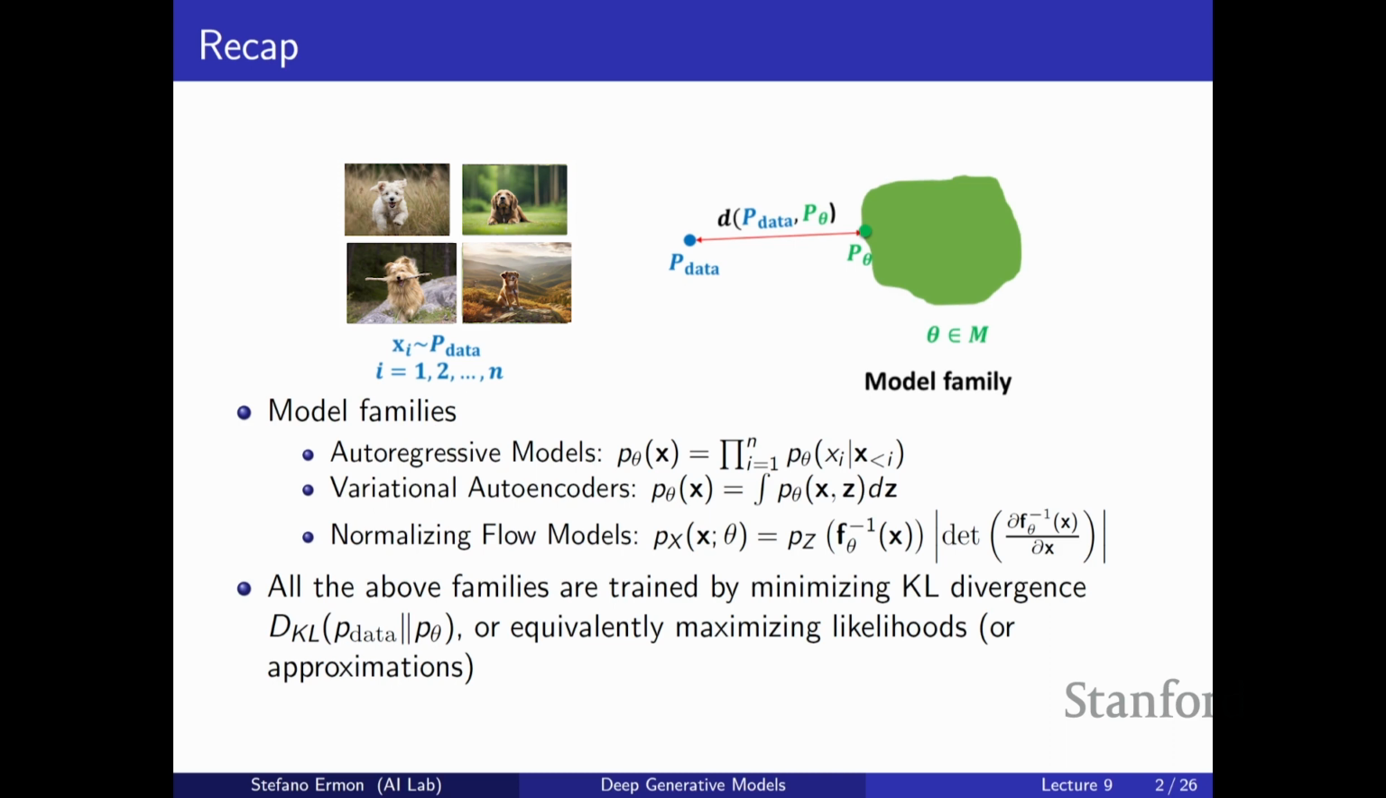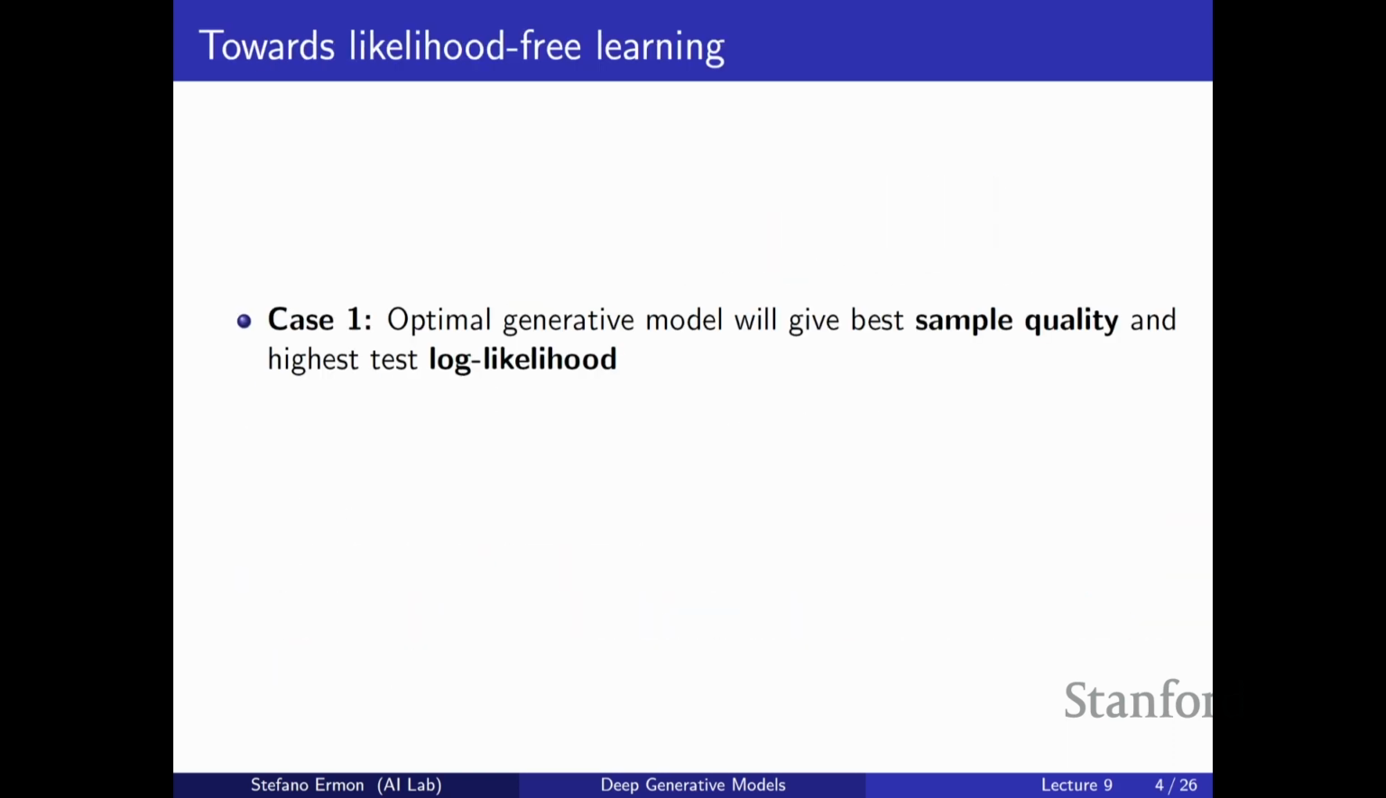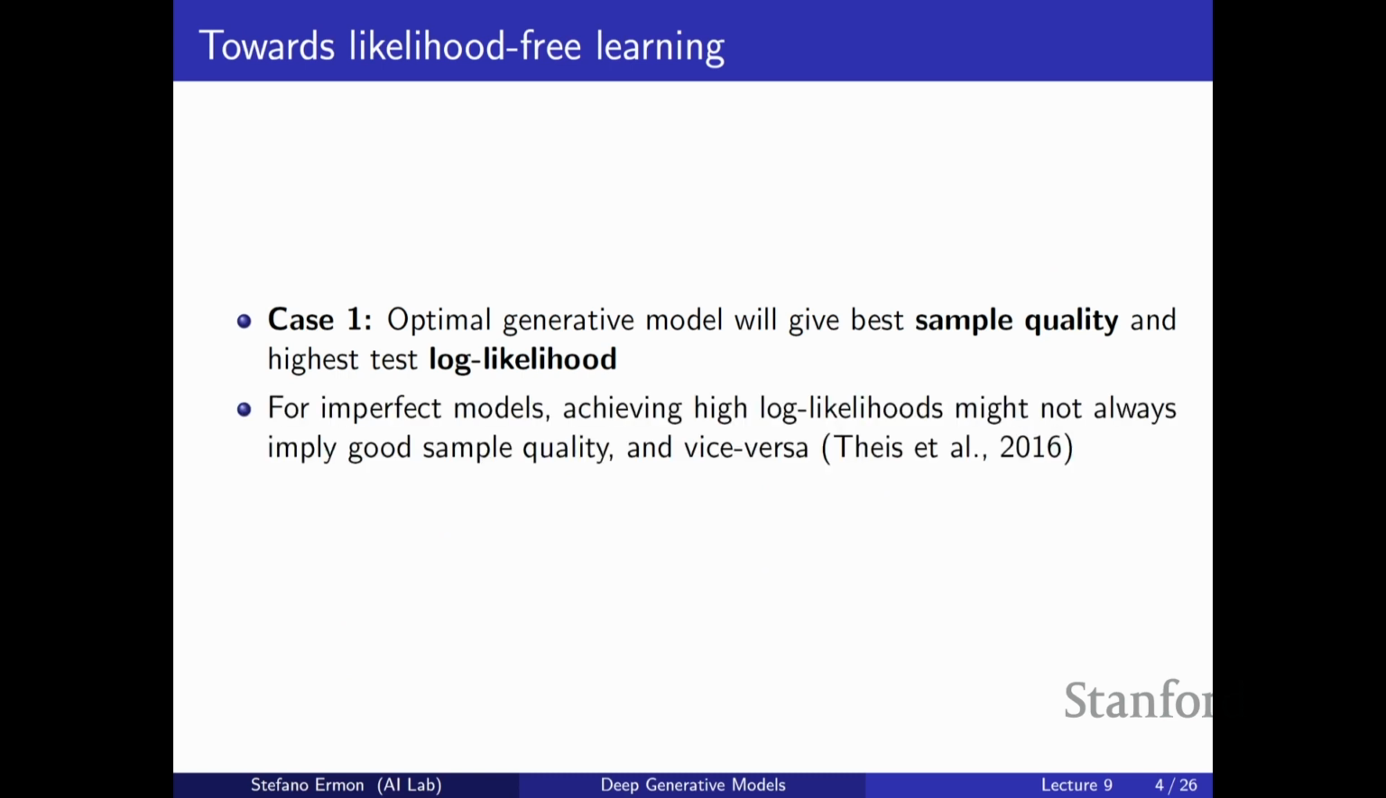But what we're going to see is that as long as the match is not perfect, as long as there is a little bit of a gap, which in practice is always going to be the case, then being close in KL divergence, or equivalently doing well with respect to likelihood, doesn't necessarily mean that you are achieving good sample quality, right? But somehow if you're really able to get the true global optimum, then you're good. But for imperfect models, achieving high likelihoods does not necessarily mean that you achieve good sample quality, and vice versa.